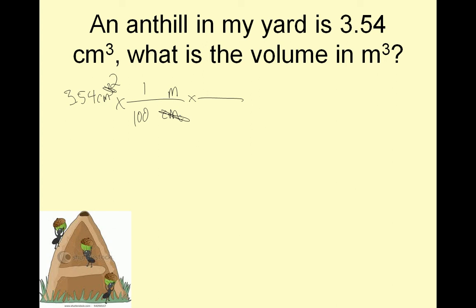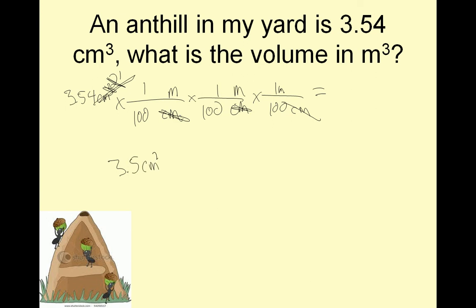So then I'm going to do centimeters on the bottom, meters on top. That cancels my 2. This is 100 still. That cancels my 2 to just be a 1. And then I have to do it again, 1 meter, and then 100 centimeters. And finally, I've canceled all of those units. Now there's a shorter way to do this.